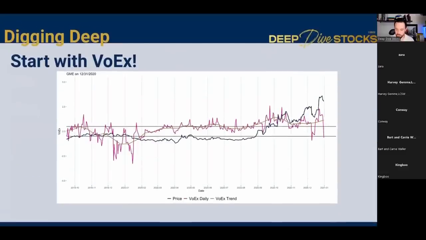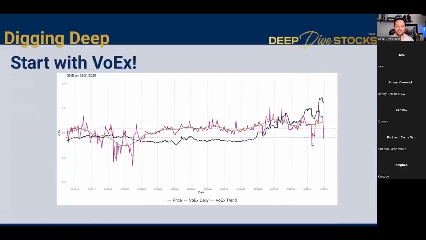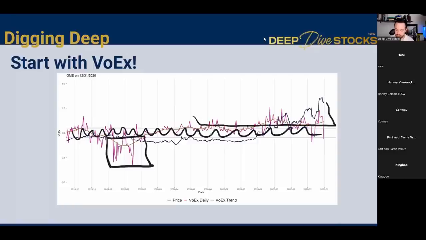So one of the things that I do when I'm looking at a stock, and can everyone see, are the graphics big enough? I think it's whatever size you set the page. But one of the things that I do whenever I'm investigating a stock or a period of time on a stock is I simply look at VoEx. For those who aren't too familiar with VoEx, we don't have to go into it, but the idea is that you want VoEx to be within these two horizontal lines. When VoEx is inside those two horizontal lines, the stock is considered stable. Whenever VoEx moves outside of these horizontal lines, a stock is considered unstable.